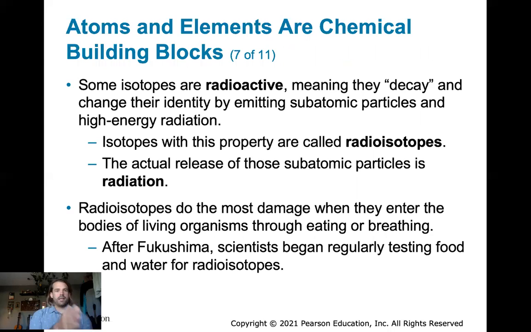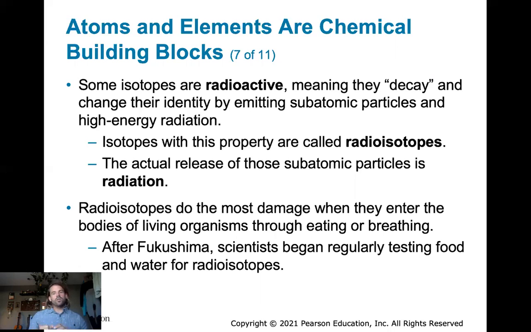Okay, so we've talked about isotopes and ions. Now we're going to go back and relate this to the concept we've been talking about of nuclear meltdown and radioactivity, radioisotopes, radiation. These are buzzwords that you've probably heard, but I want you to be able to actually interact with those words and know what they mean, okay? So isotopes, we just talked about a sodium isotope, for example. They tend to be radioactive. What that means is that they will actually decay and change their identity by emitting subatomic particles and high energy radiation.